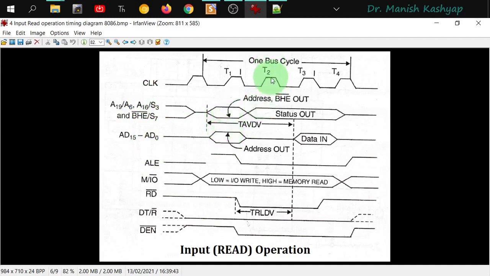In the T2 cycle, since the address has been latched, whatever you have on the data bus part is of no meaning to us, right? So in the T2 cycle, you can see that it is in the high impedance state.